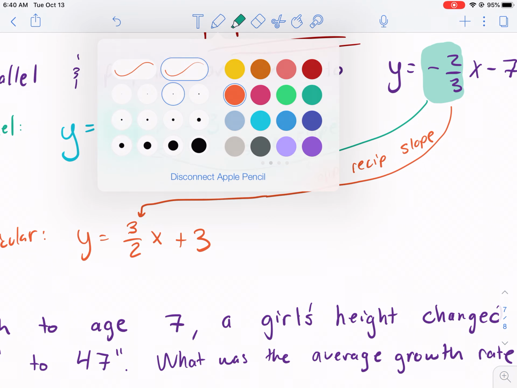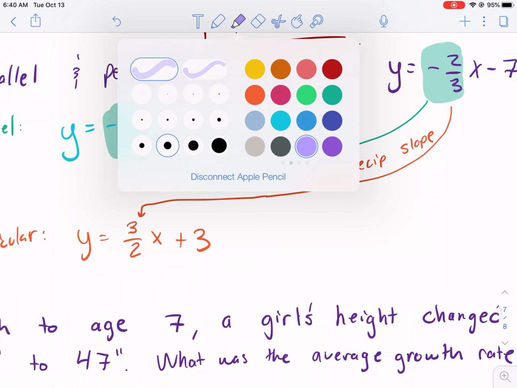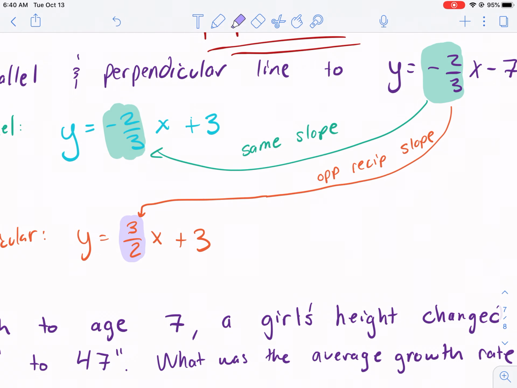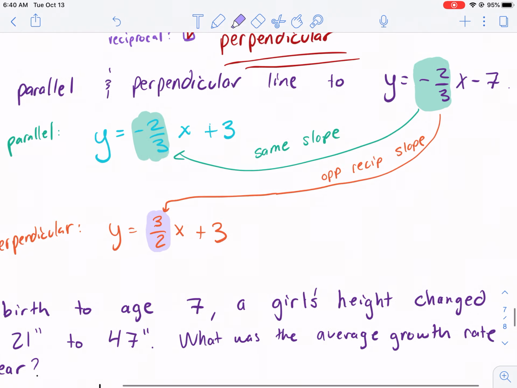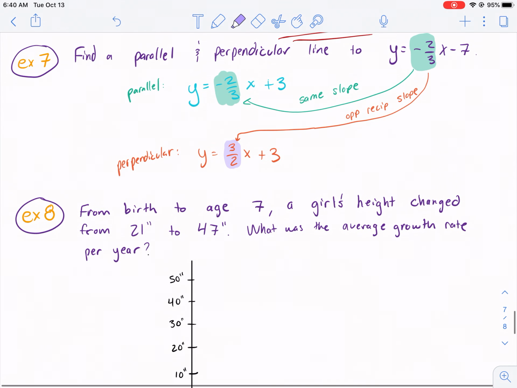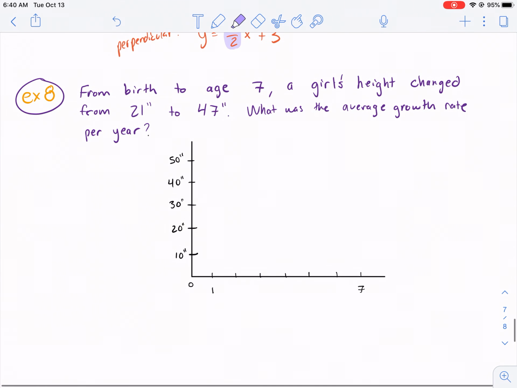Opposite reciprocal slope. And again, I think I used purple last time, so let's be consistent. Purple. So we have the opposite reciprocal slope. There we go, perpendicular. All right, last example, and then we're done with 2.2.